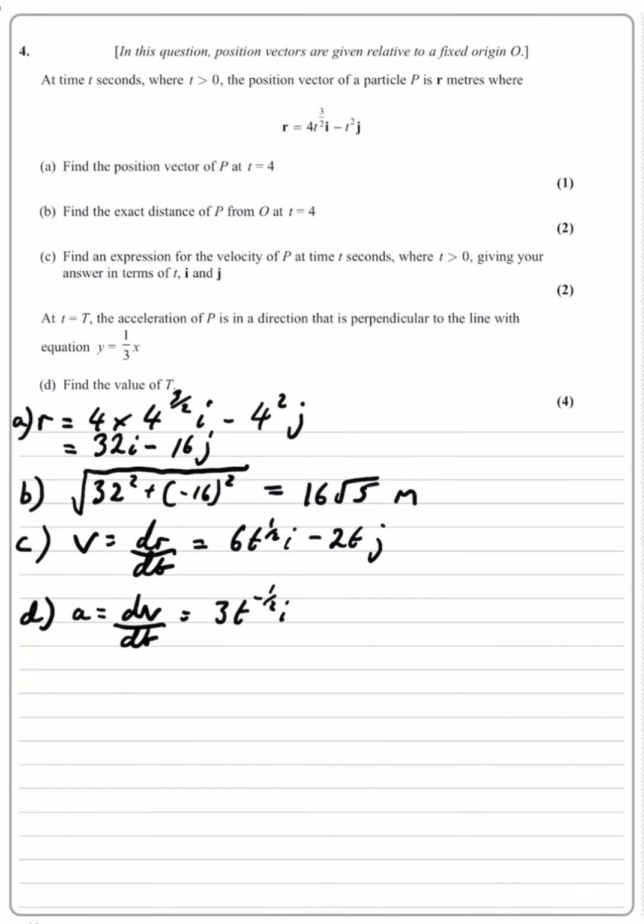Part D, the acceleration, we're going to differentiate again, multiply by the power, subtract 1 from the power. 6 times a half is 3, subtract 1 from a half is negative a half, and then subtract 2j.